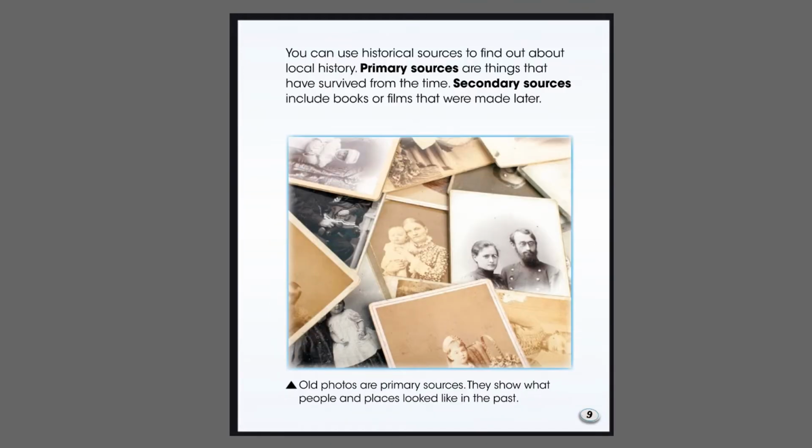You can use historical sources to find out about local history. Primary sources are things that have survived from the time. Secondary sources include books or films that were made later. Old photos are primary sources. They show what people and places look like in the past.